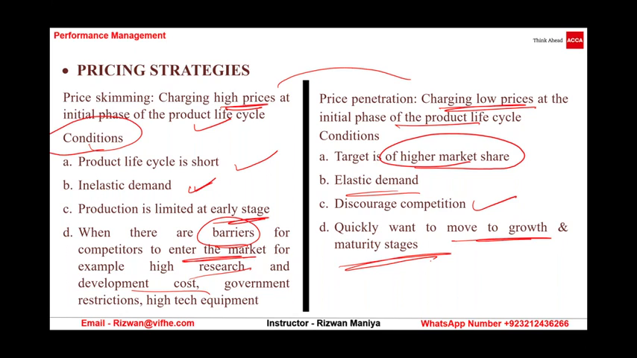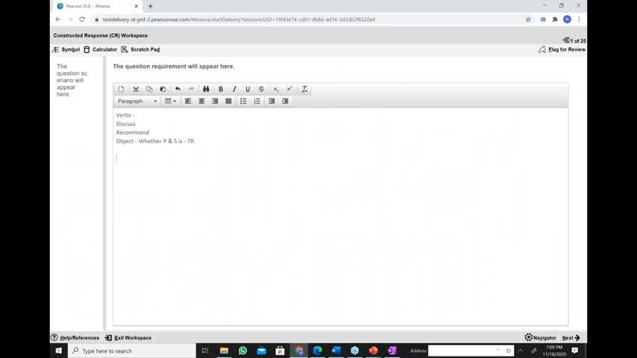Now, having understood this, how to get 8 marks? I'll tell you a marking scheme. I'll take 6 minutes more and explain things. It's an 8 mark requirement. First you will write about price skimming. You will write the definition, but use the name of TR company.